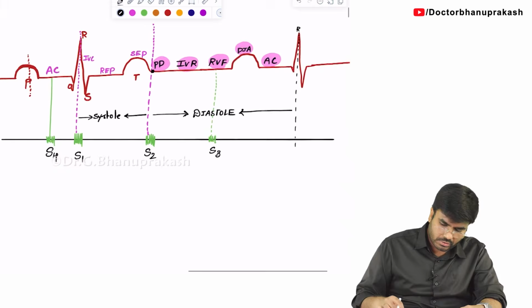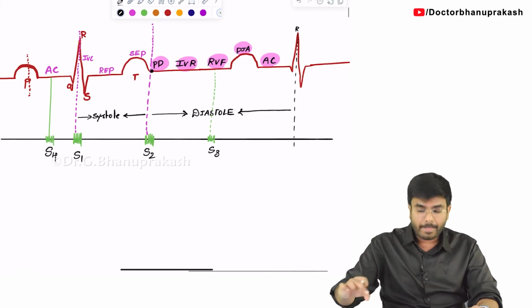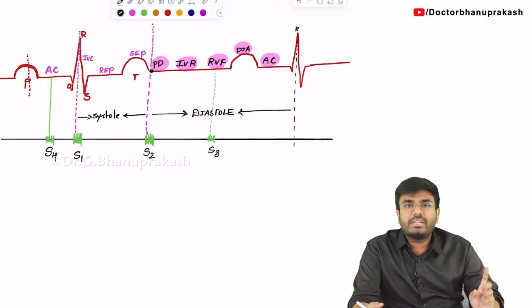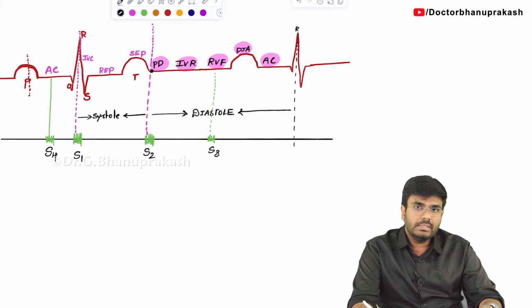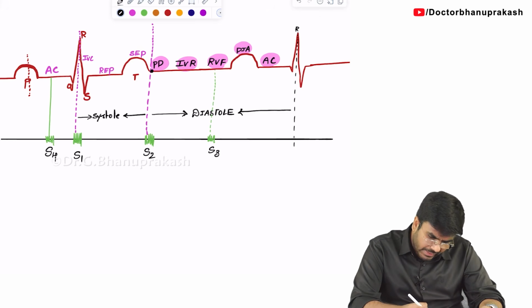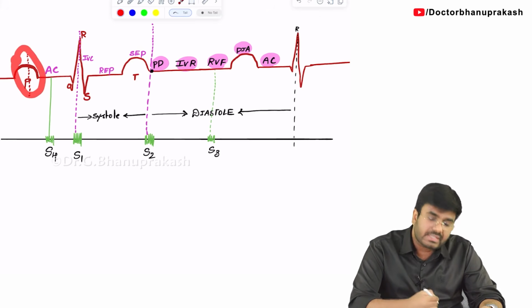S3 heart sound. So here in this diagram, I am integrating 3 things. I am integrating the ECG with the cardiac cycle and heart sounds. If I am the examiner, do you know what is the question that I am going to ask? The question that I am going to ask is, after the P wave, which heart sound is heard? Tell me.